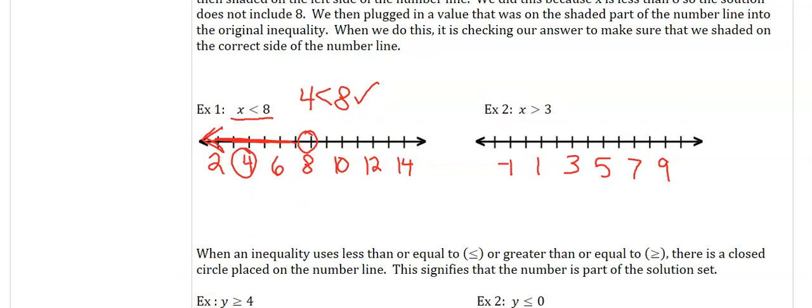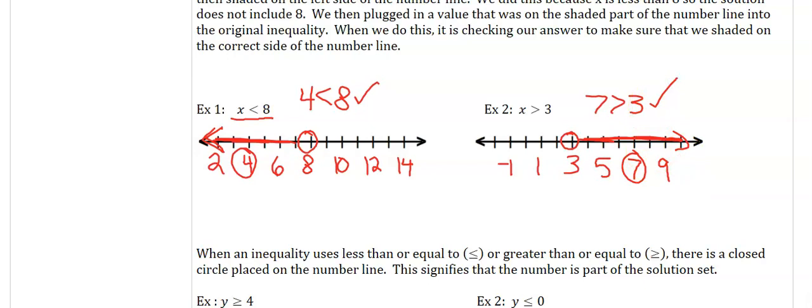If we look over at example 2, we have x is greater than 3. So again, we want to have an open circle because we do not have is equal to. And then we want to shade to the right since x is greater than 3. Again, we can choose a number from the right side, plug it in for x, and see if it's true. 7 is in fact greater than 3, so we know we are good.